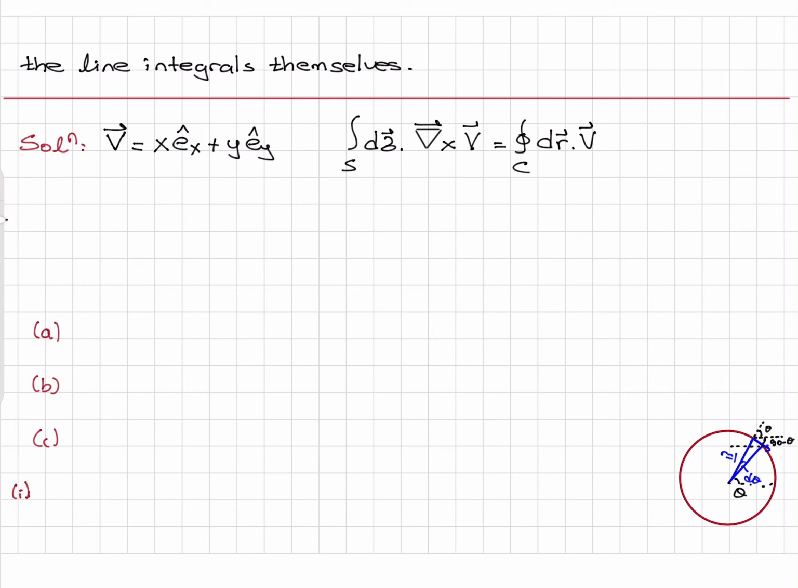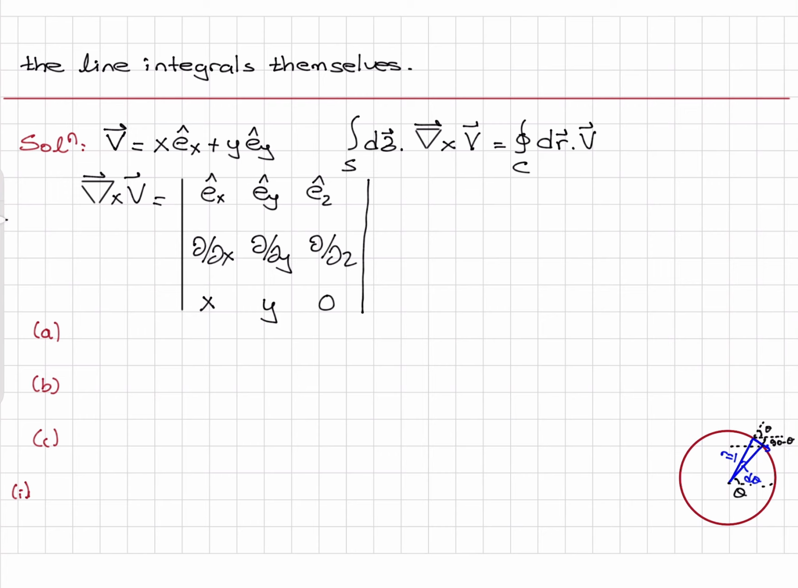Now let's calculate the curl of V. Curl V is the determinant. The first row is e_x hat, e_y hat, e_z hat. The second row is del x, del y, del z. And then we have x component x, y component y, z component is 0.